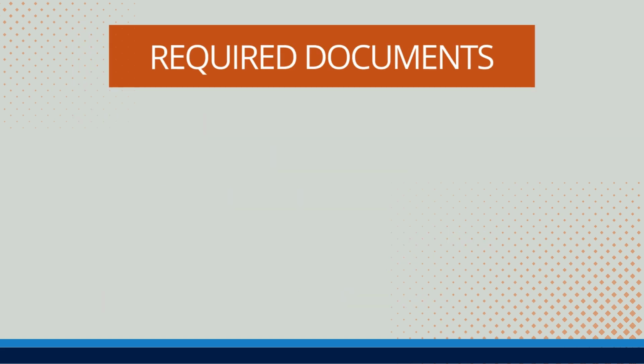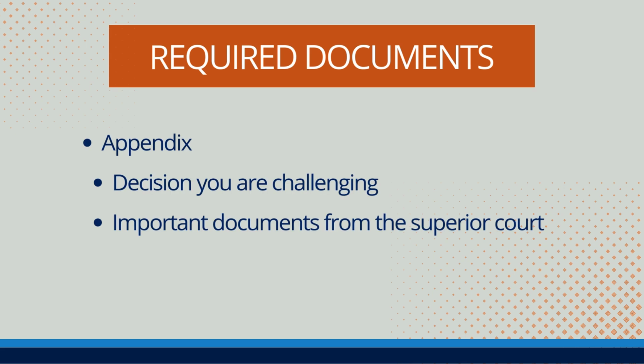There are several documents that must be filed with the petition. The first is an appendix that has a copy of the decision you are challenging and any important documents from the Superior Court. If you discuss something from the Superior Court record in your petition, you must put that document in the appendix. The Court of Appeals cannot see Superior Court documents unless they are in the appendix.